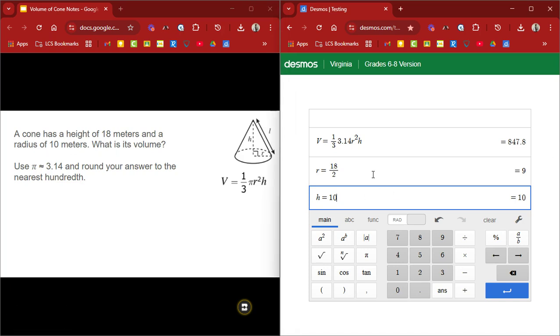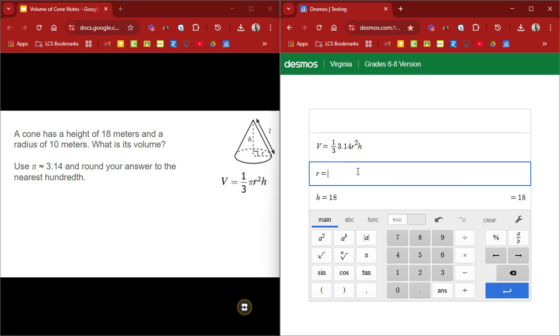Oh, this time we got a word problem. It says a cone has a height of 18 meters. So let's put 18 instead of 10. And a radius of 10 meters. It's giving me the radius already, so I don't have to divide it in half. What is the volume? Round your answer to the nearest hundredths. This one is actually a nice whole number, 1,884. Look how easy this is.